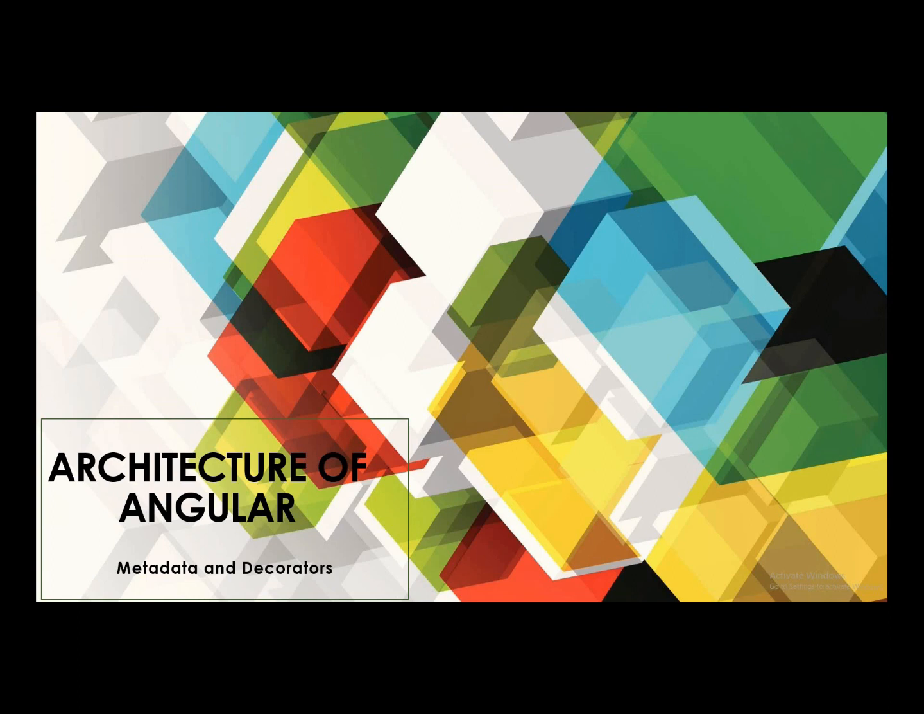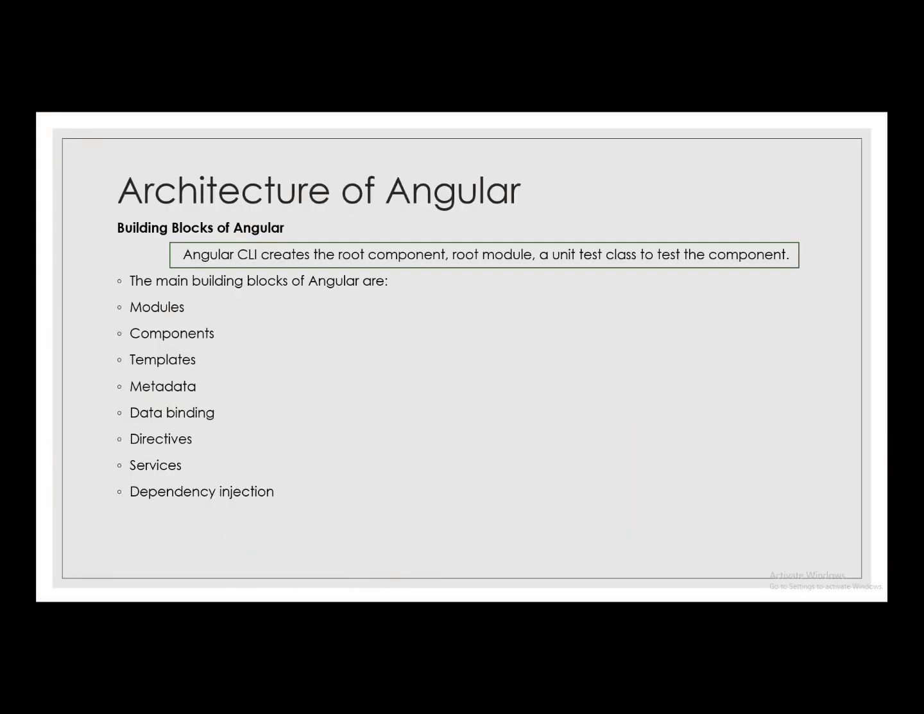In this video, we are going to learn about the architecture of Angular with its building blocks and the execution flow of Angular. Architecture of Angular. Angular's architecture is built with its building blocks. What is a building block? If we take the construction of a building, we use concrete, cement, etc. Those are the major things we use for constructing a building. We cannot construct a building without them.